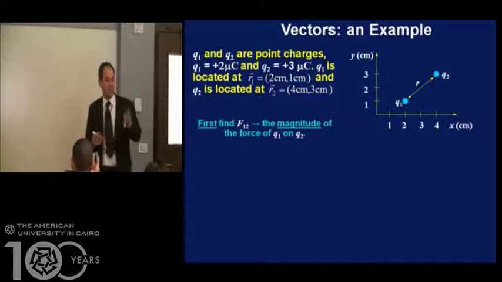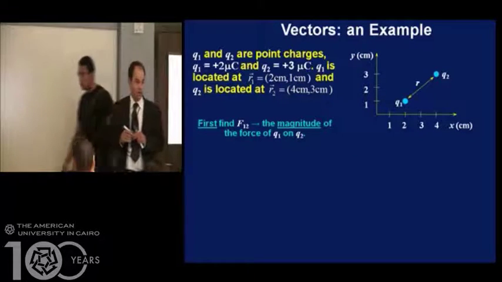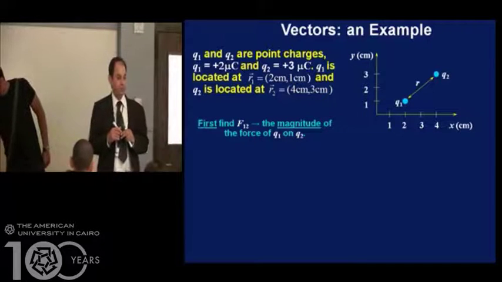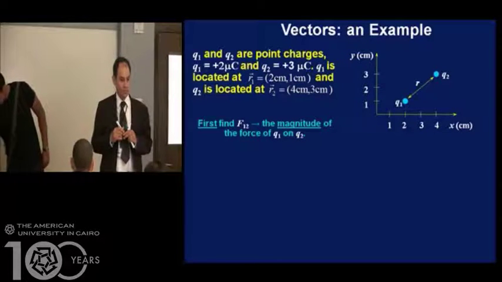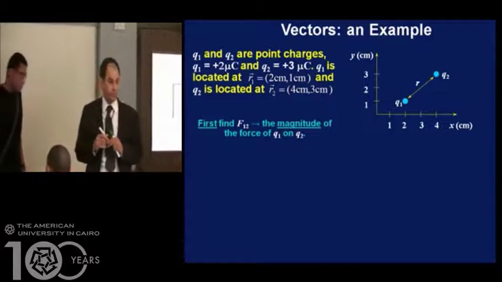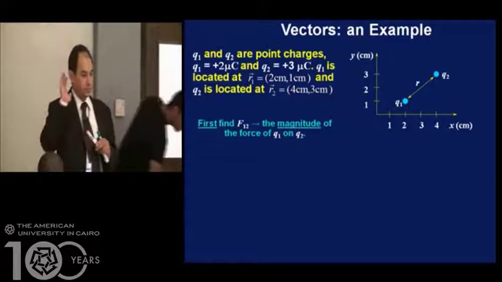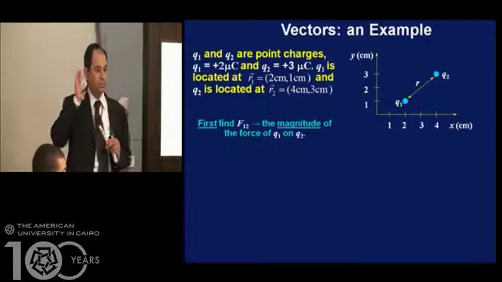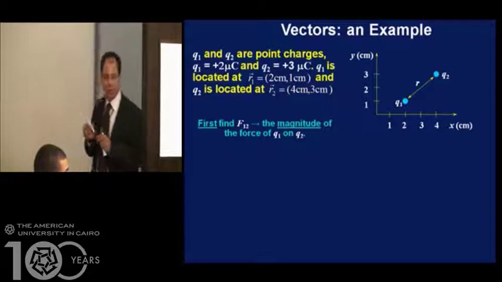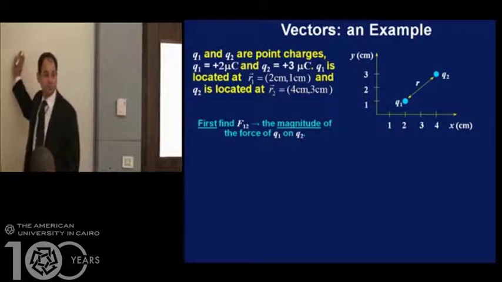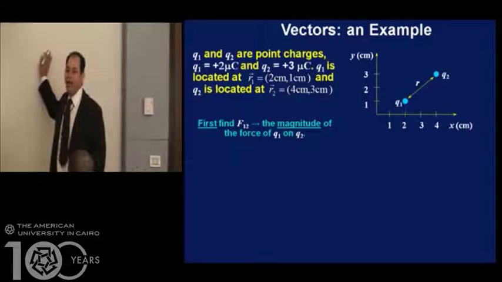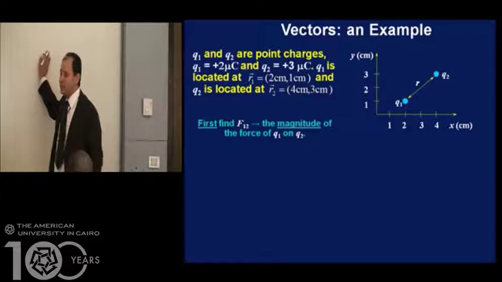Any ideas? Yes? First of all, we get the R, the distance between them, and we put the values in the formula K, Q1 multiplied by Q2 over R squared. Okay. Tariq is saying actually, that's not that hard.